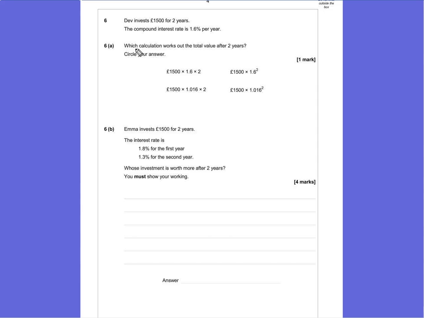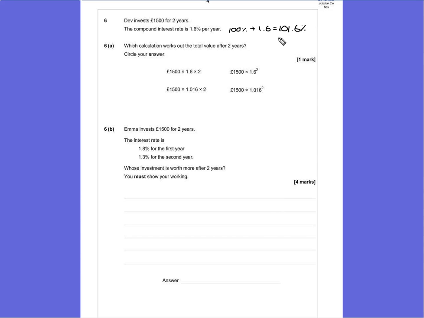Question 6a asks us which calculation works out the total value after 2 years. To be able to find a percentage change, what we look at is, because it's an interest, that would be 100% being our starting value, and we're going to add 1.6%. This gives us 101.6% as our total.